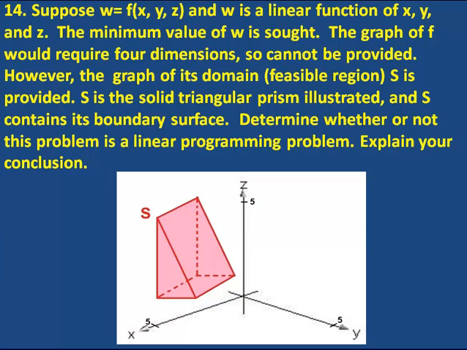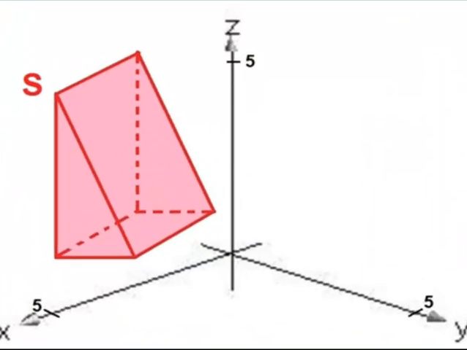Okay. S is the solid triangular prism illustrated, and S contains its boundary surface. Determine whether or not this problem is a linear programming problem. Explain your answer. Okay, well, so far we've got the idea that it is optimization. The function is linear. And now let's look at this domain. It's convex, right? If you choose any 2 points inside that prism there, connect the 2 points, that line segment will lie within S. It's convex.